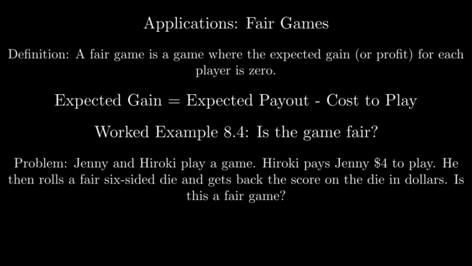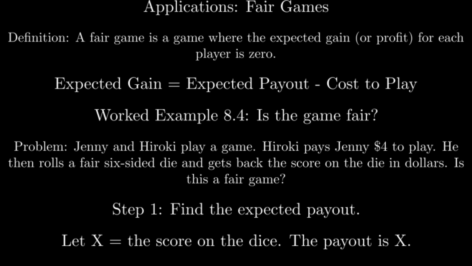Here's the scenario. Hiroki pays $4 to play. He rolls a standard die, and his payout is the number he rolls. For example, if he rolls a 5, he gets $5 back. Is this game fair? To answer this, we need to calculate Hiroki's expected gain. First, let's find his expected payout. Let's define the random variable x as the score on the die.